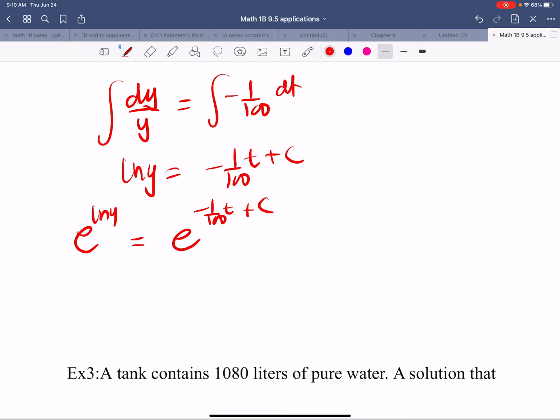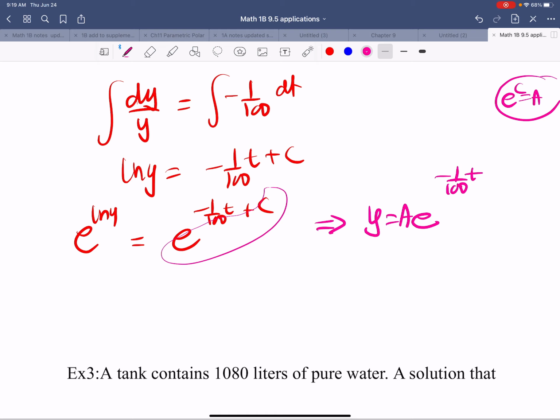e raised to the power natural log of y is equal to e raised to the power negative 1 over 100 t plus c. All right, this is going to become y equal to e to the power negative 1 over 100 t times e to the power c, and I'm going to call plus or minus e to the power c the constant a. So I'm going to get rid of the absolute value because I used a plus minus on the other side.